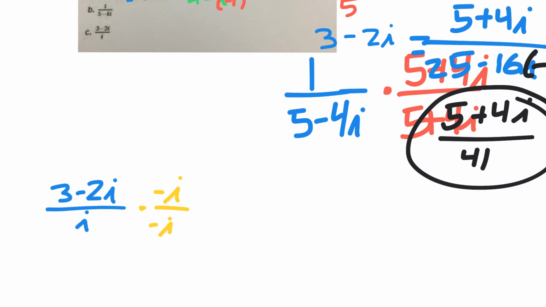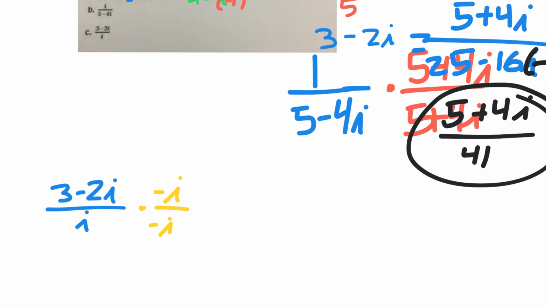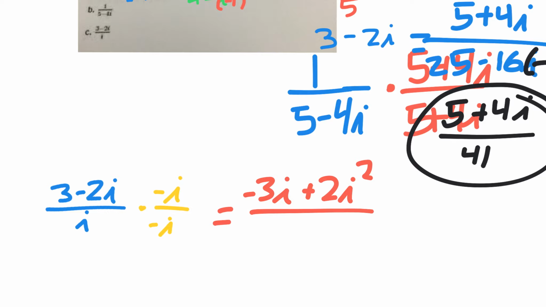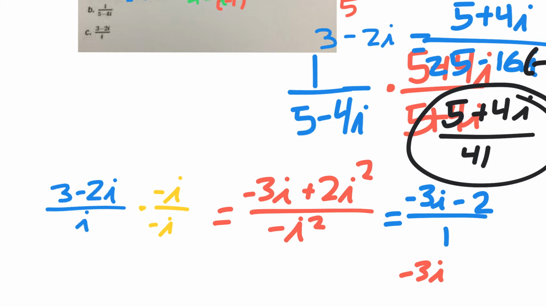I think. Okay, so now in the numerator that becomes negative 3i plus 2i squared over negative i squared. So that's over 1. So that is negative 3i minus 2 over 1, which we can write as negative 3i minus 2, which is negative 2 minus 3i.